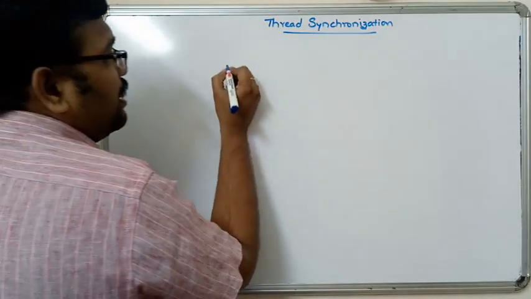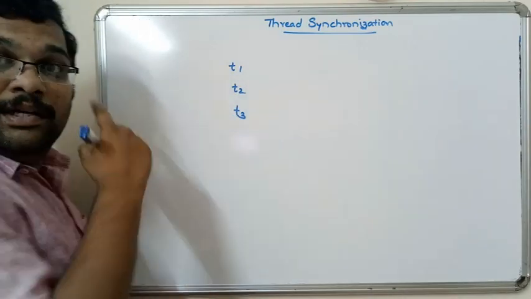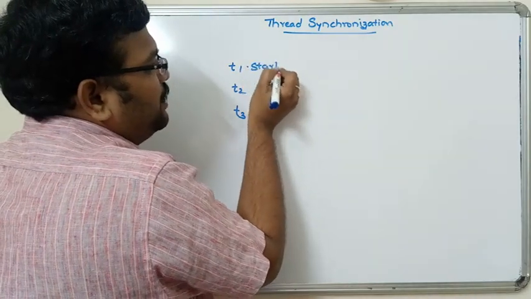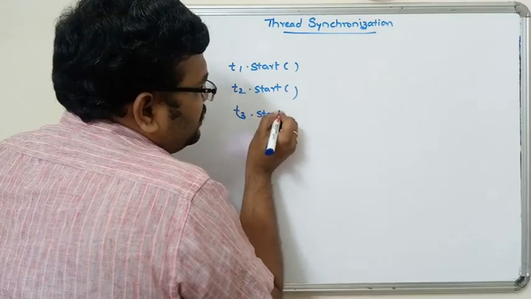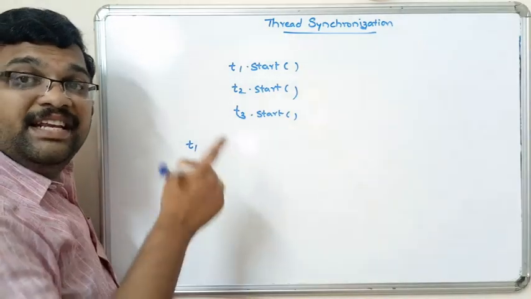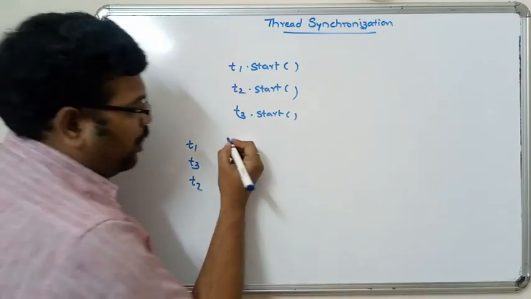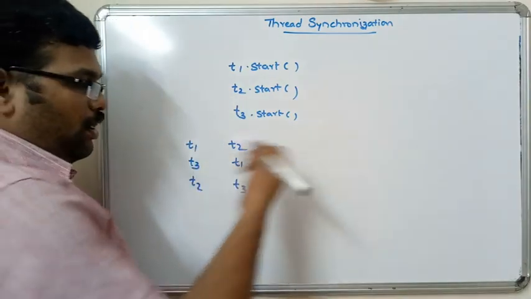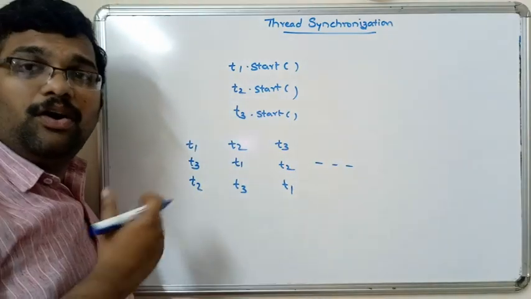Let us see, 3 threads are there. Thread execution starts by using the start method: t1.start, t2.start, t3.start. If you observe, T1 may initiate first, T3 next, T2 last, or T2 may initiate first, next T1, T3, or T3 first, T2, T1, and so on. So we can't predict the order.